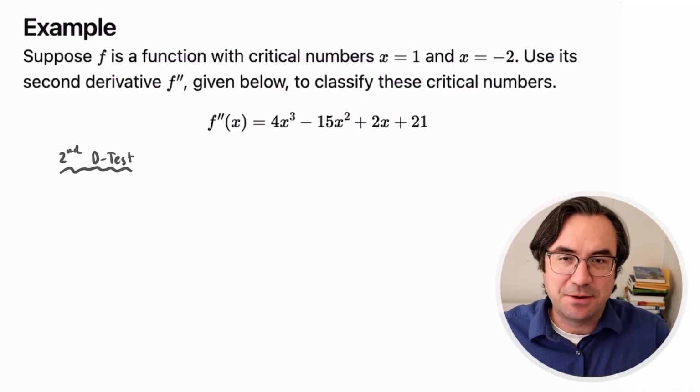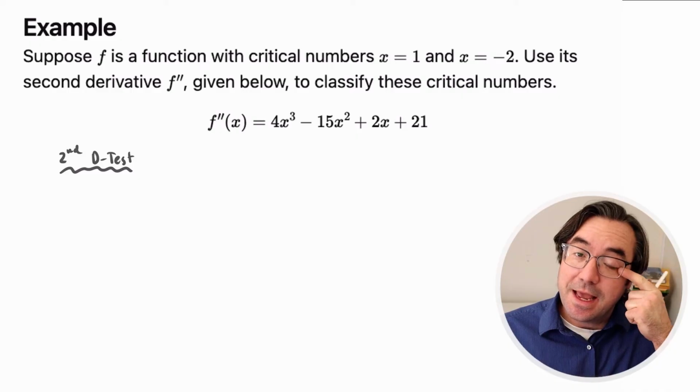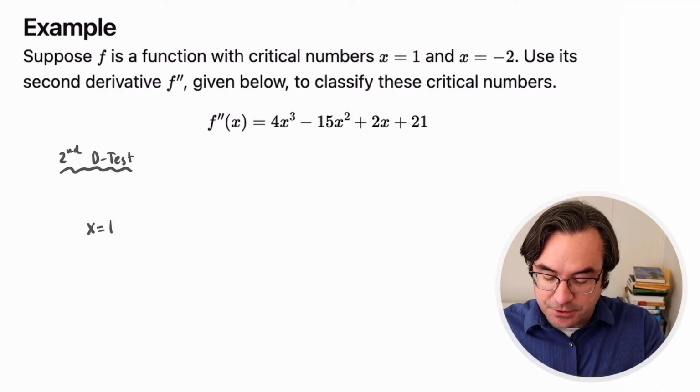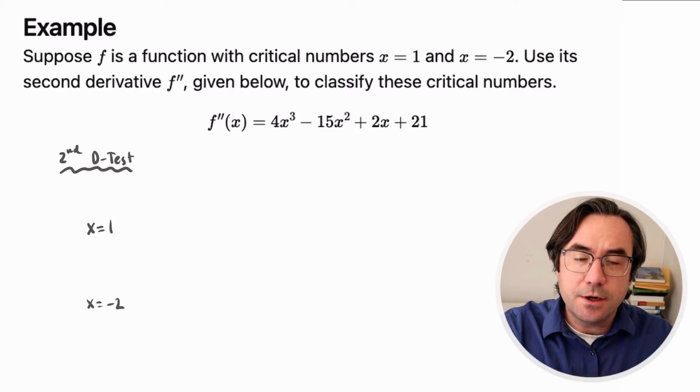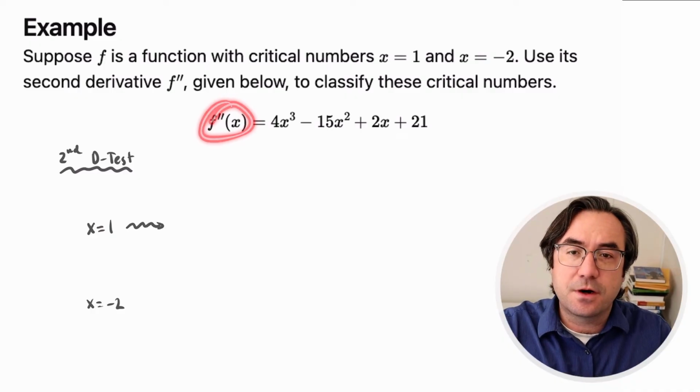So we're going to use our second derivative test. A lot of times I'll abbreviate this, second D test. And how do we do it? Well, we take each of our critical numbers, so x equals 1 and x equals -2, and all we're going to do is plug these into our formula for our second derivative.